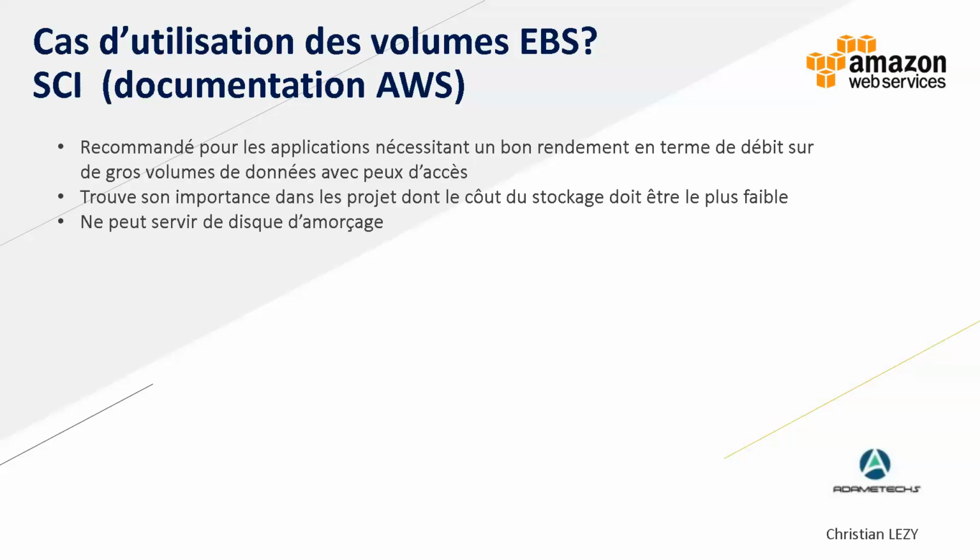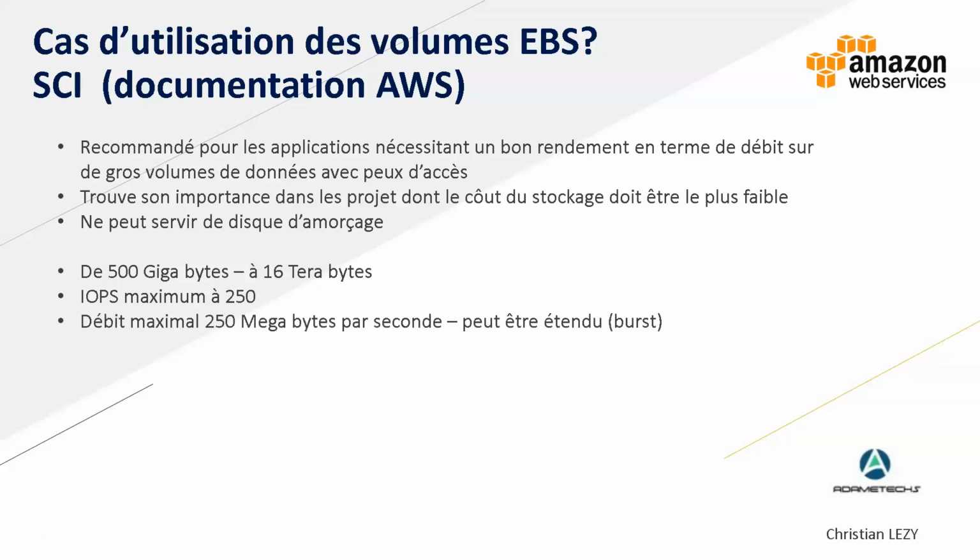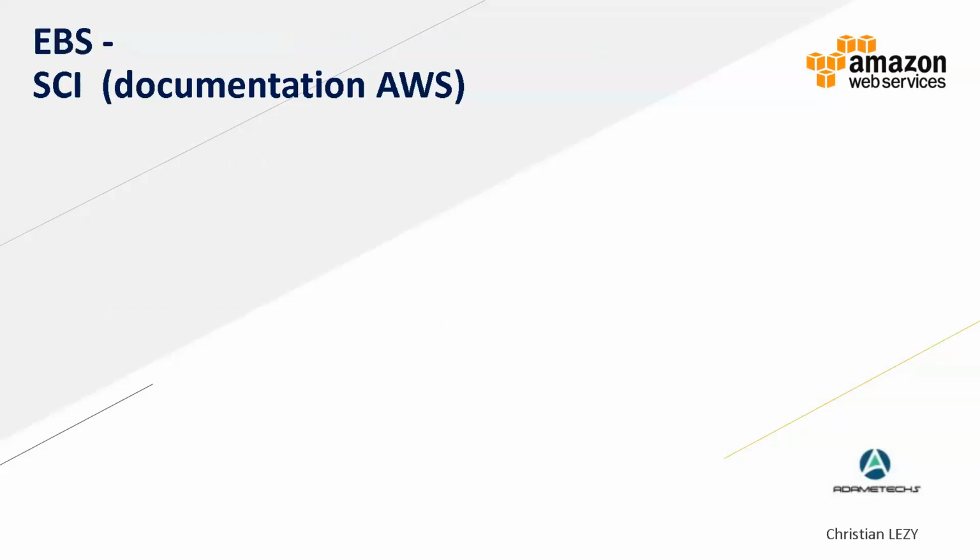Indeed, like the other type of HDD disk, the ST1, this disk cannot be used as a boot disk. Its size can vary from 500 GB to 16 TB. Its volume of input and output operations per second is capped at 250. It can be extended with the concept of burst, thus extending the capabilities for our instance.